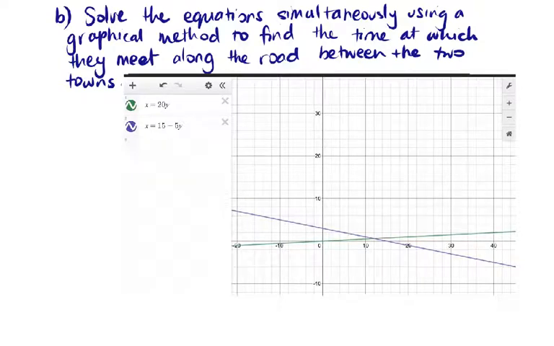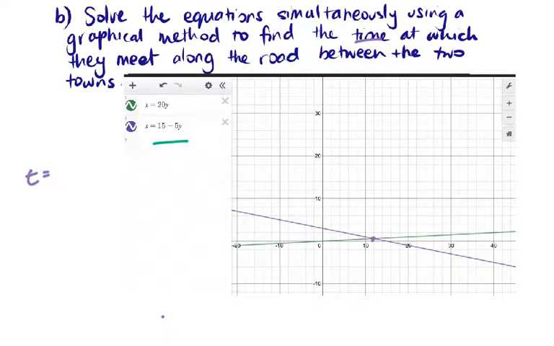The other way is what I've done here just to save time, is to use the online tool that we've got. So as you can see, I've got my two equations there, and I've plotted the two different lines. So the green line is Tom's journey and the purple line is Julia's journey. So the question asks to solve the equation simultaneously using a graphical method. So what we want to know is the time at which they meet along the road. So we want our T value, okay? And we want it in terms of that point of intersection, which is right here.